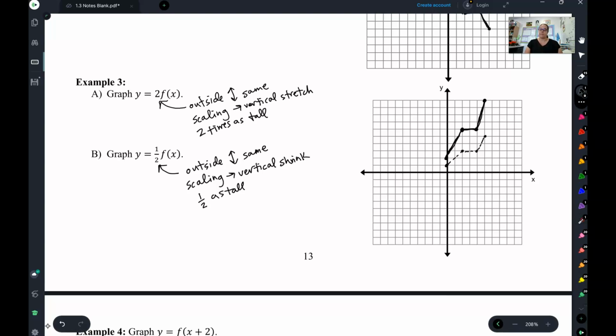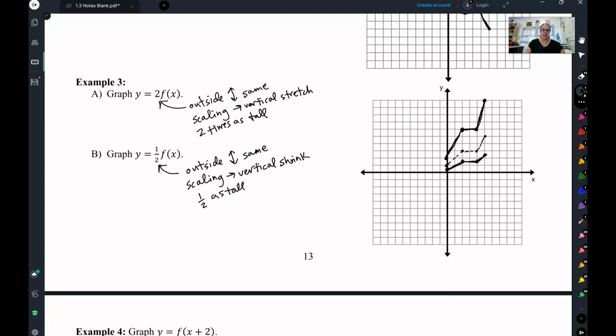Now let's do B. I want all my points to be half as tall. So where this point is 1 away from the x-axis, I times that by 1/2. So now it should be half away. This point is 3 away, so times that by 1/2. That's 1.5. This one's also 3 away, so that's going to be 1.5 away from the x-axis. And then the last one is 5 away. Times that by half, that's going to be 2.5 away. So you can see that all these points are half as tall as the original points.